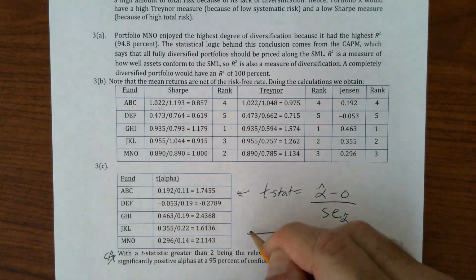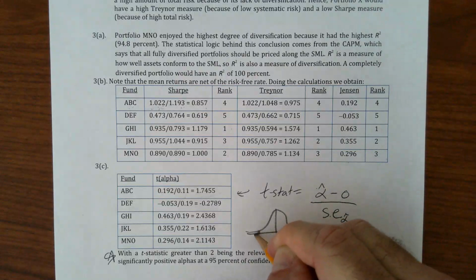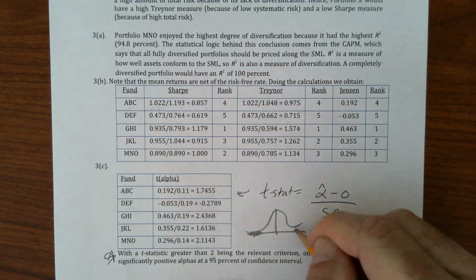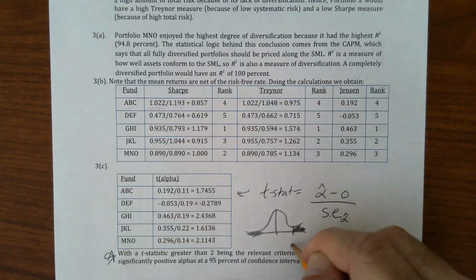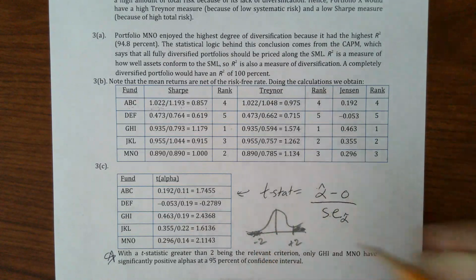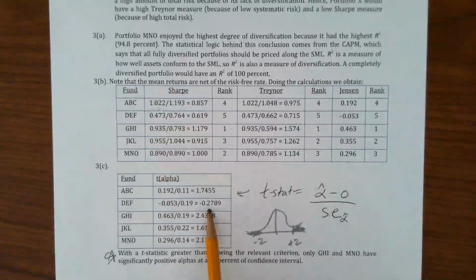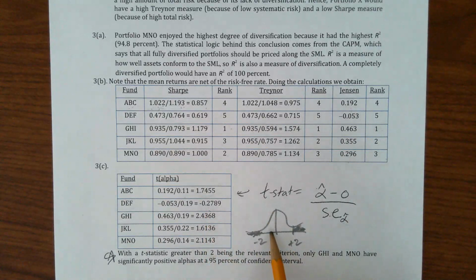Let me give you this. You've seen this before. You probably don't want to ever see it again. Let's call that +2 and -2. This negative number is somewhere in here. So we would call that not significant. So it is negative, but it's not significantly negative, right? Just like this 1.74, it's in this region. It's not significant though, right?